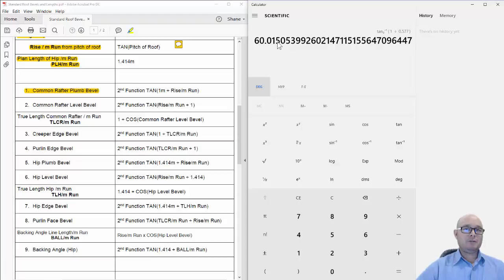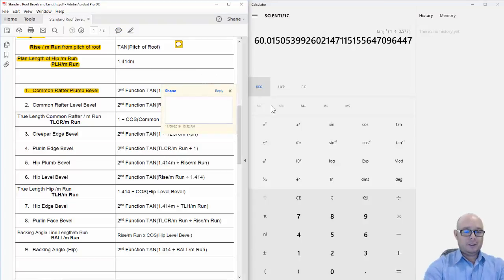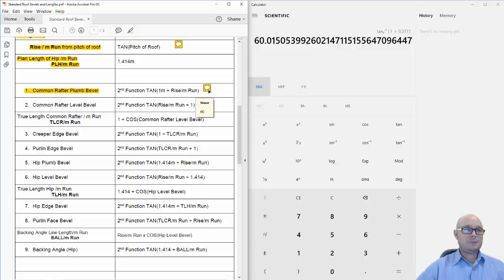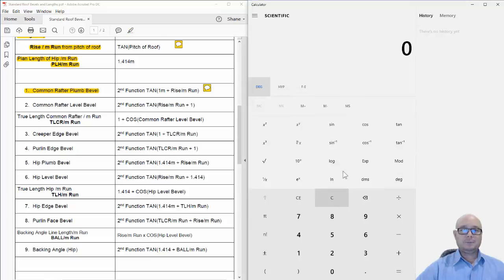It has to be 5 or greater to round up. So you can see in this case the 5 will round up the 1 to a 2, but the 2 is lower than 5, so it doesn't have any effect on the number before it. So the answer for this common rafter plumb bevel is 60 degrees. I'll just put the sticky note in there because we'll refer back to it again some other time. So it's 60 degrees for that plumb bevel. I'll clear the calculator and we'll go on to the next calculation.